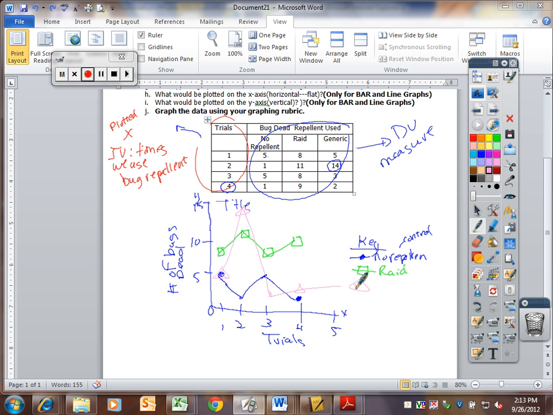And we give it a title. Where we have to put the name here, it's going to be generic. We put our title, which I didn't give. It just has to reflect what we're measuring. So, bugs dead versus repellent. And that's all I have to do. Odds or evens.